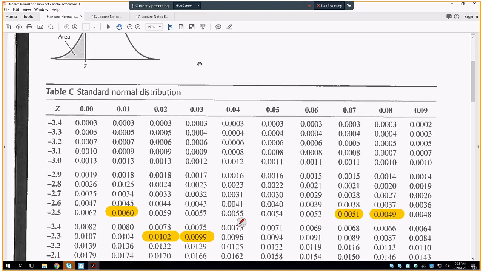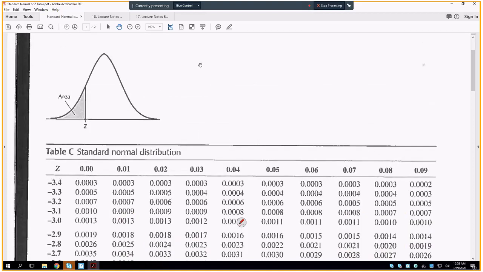So you will see from this picture in the top left corner that this table gives us the area going from left to right. We can also use this table to talk about the area that's on the right-hand side of a value. We just have to do a little adjustment. Can you think of what that adjustment might be?